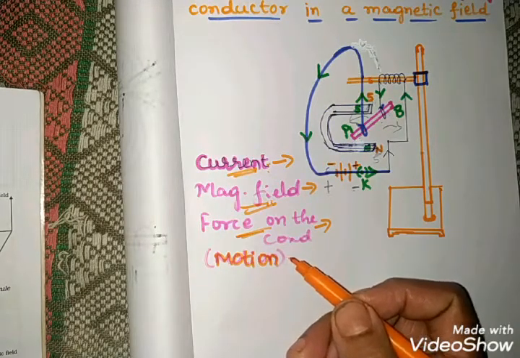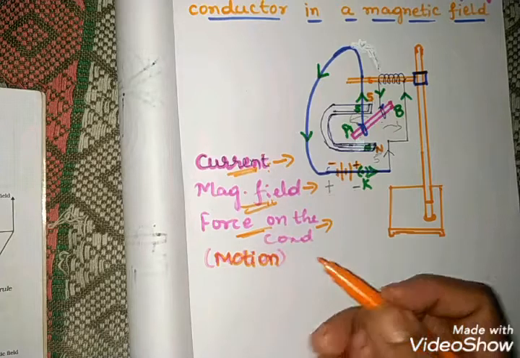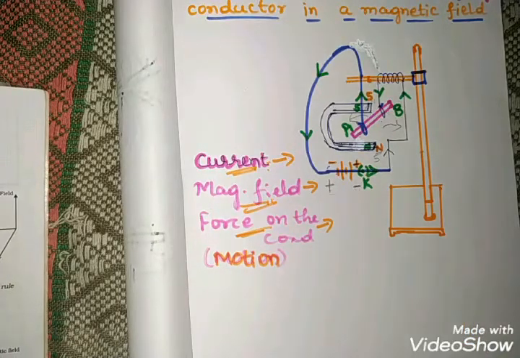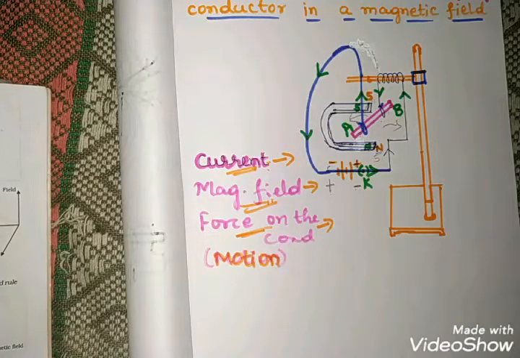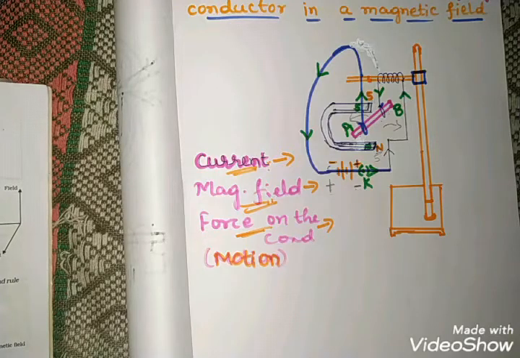In such a condition, we can use a simple rule to find the direction of the force on the conductor. To know the direction, there is one rule, that is known as Fleming's left hand rule.